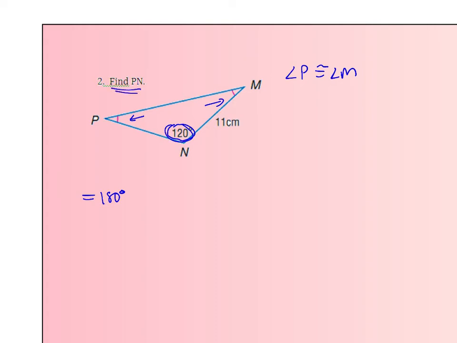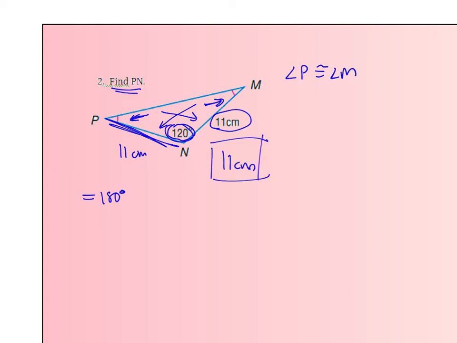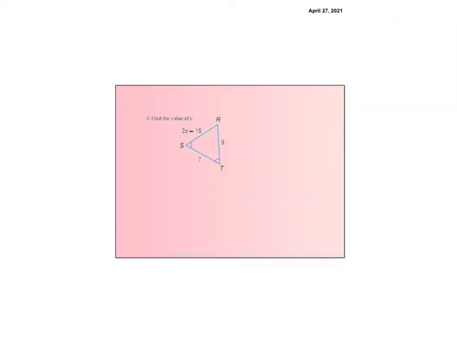They're asking how long is PN? Well, since these two angles are equal, the opposite sides are equal. So if this is 11, this is also going to be 11. So that's also going to be 11 centimeters, and we're done. That's all they're asking for there. Not too tough.